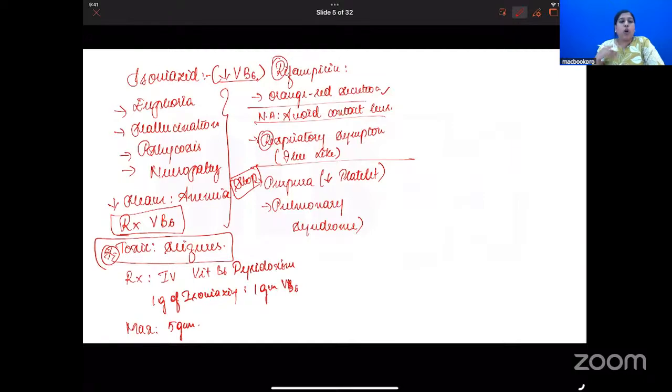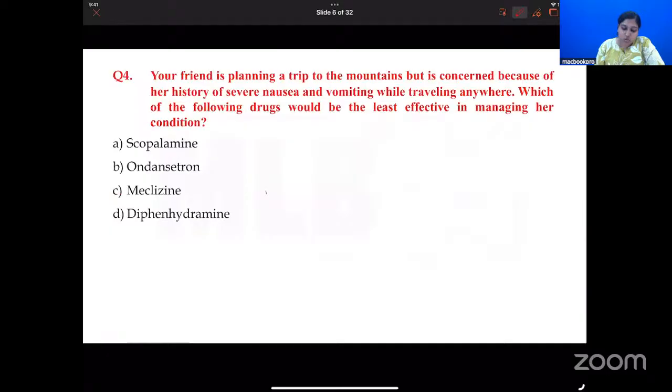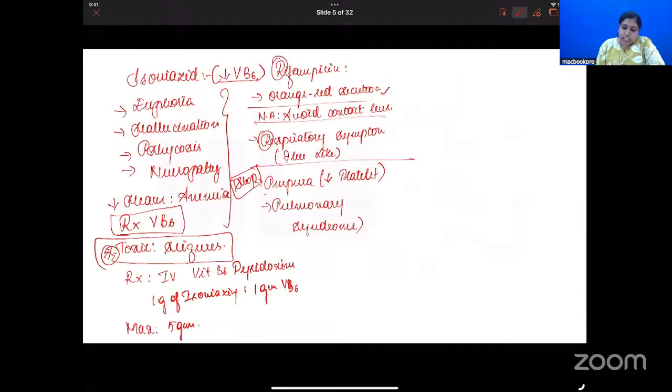In which cases will we stop the medication? We will stop it when the patient has any form of purpura where the platelet level is greatly reduced. At that time, we stop rifampicin. Or if the patient is exhibiting pulmonary syndrome symptoms, at that time also we stop the medication. So next is pyrazinamide.